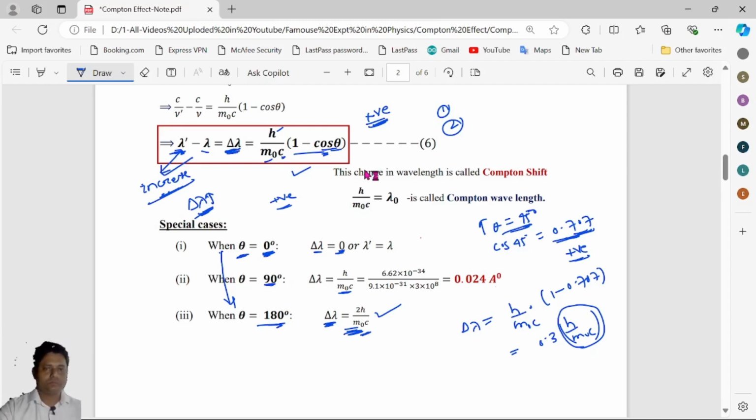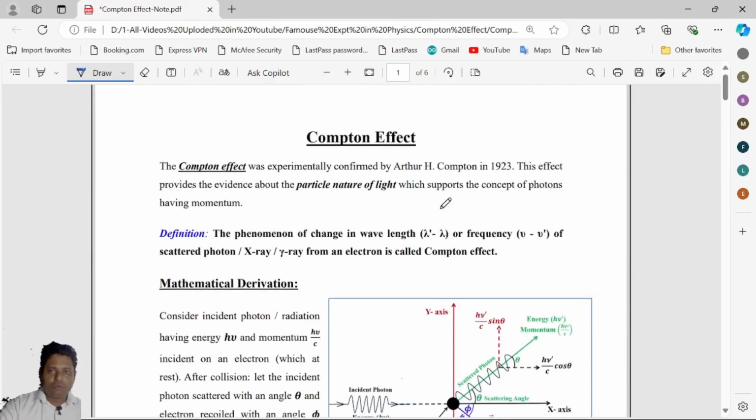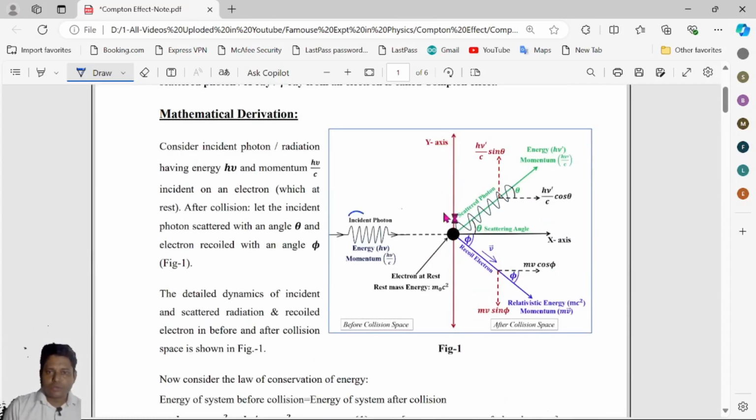So that means when a photon is scattered with a larger angle, so this is the scattering angle theta, its wavelength increases gradually. For this angle, suppose this is the wavelength. For this angle the wavelength increases somewhat, and for 90 degree it increases somewhat more. So with increase of scattering angle, lambda dash, that means the wavelength of the scattered photon, increases.